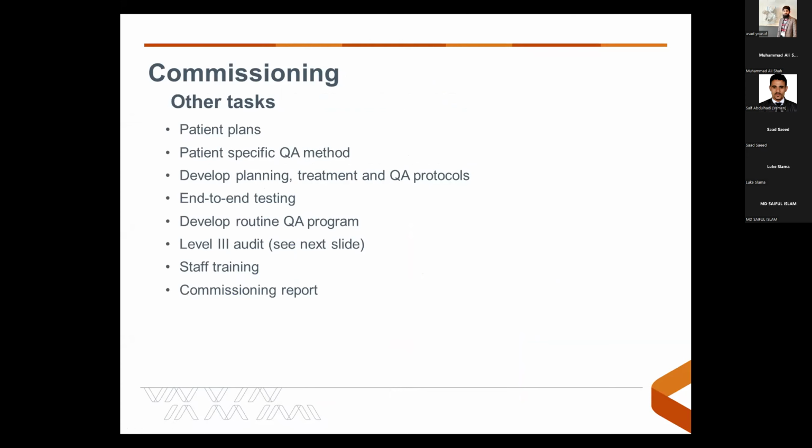Other tasks for commissioning, once you've done all that, you want to look at some patient plans. So depending on what treatment techniques and treatment sites you're using, you want to consider the patient-specific QA method, and you'll have to commission that, especially if it's a new department, or if you're doing something different. Develop your planning protocols, treatment and QA protocols. You want to do end-to-end testing, develop your QA program. In Australia, we need to do a level 3 audit, and I'll quickly talk about that. And then training and a commissioning report are all important factors for implementing IMRT and VMAT.